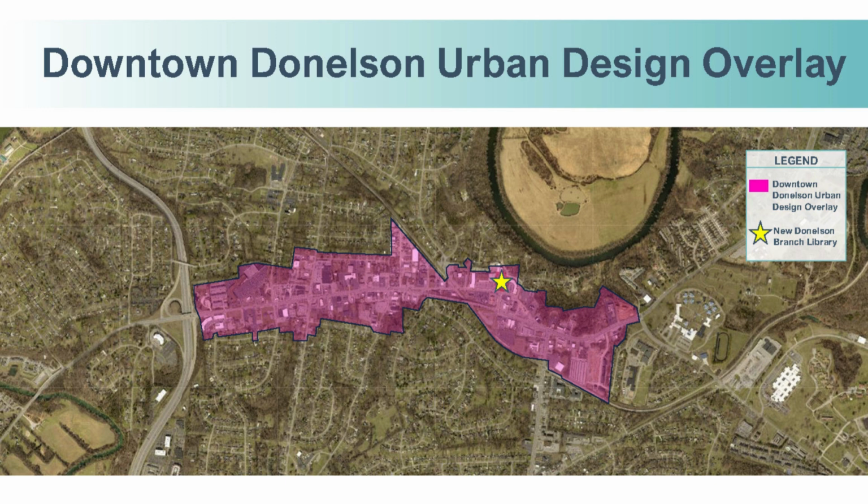So with the opening of this new Donelson Branch Library today, we thought it would be a good idea to discuss some of the planning processes that went into the design and development of this building, as well as the site around it. So we're here in this beautiful building marked by the yellow star on the map, and as hopefully you can see, it is located within the downtown Donelson Urban Design Overlay District. And so what this means is that there are specific urban design elements that had to be considered with the design and development of this site, as well as how this site fits into and supports the overall community vision for this neighborhood.